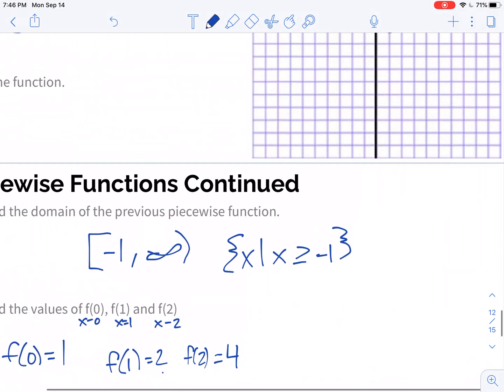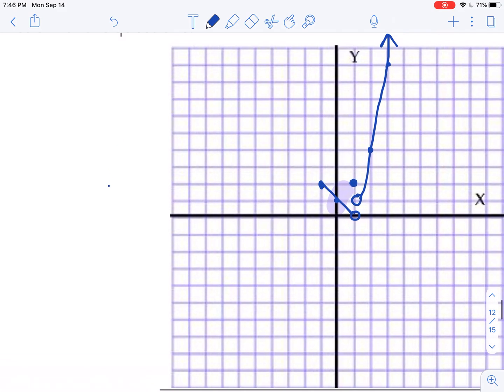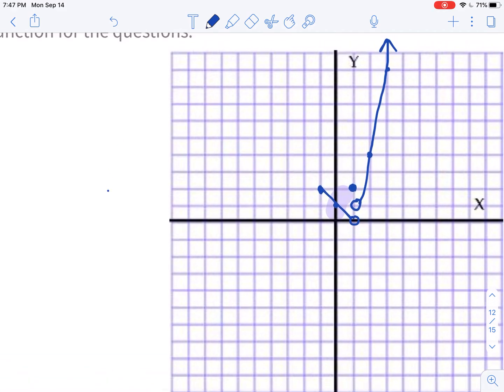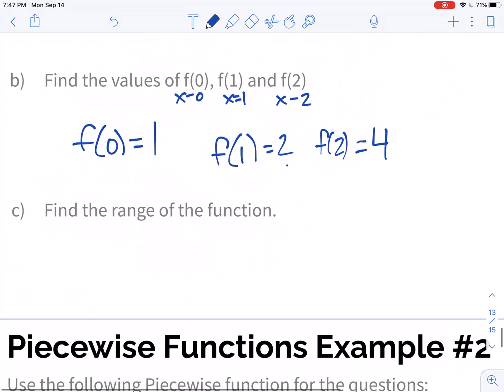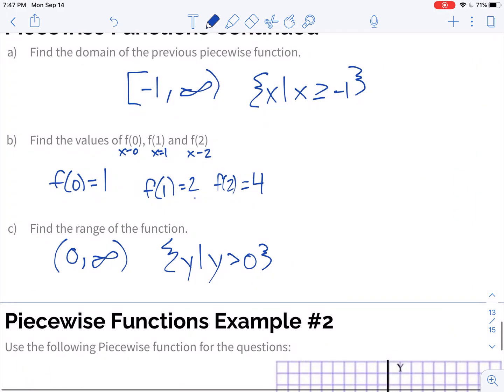Find the range of the function here. It starts at y is equal to 0, and then every single y value is represented. We can see that between our first function and that quadratic function, every y value from 0 onwards is represented, but it's an open circle at 0, so that means I would use a parenthesis. So it goes from 0 to infinity, or all values of y, where y is greater than 0. That's another way that we can write this.